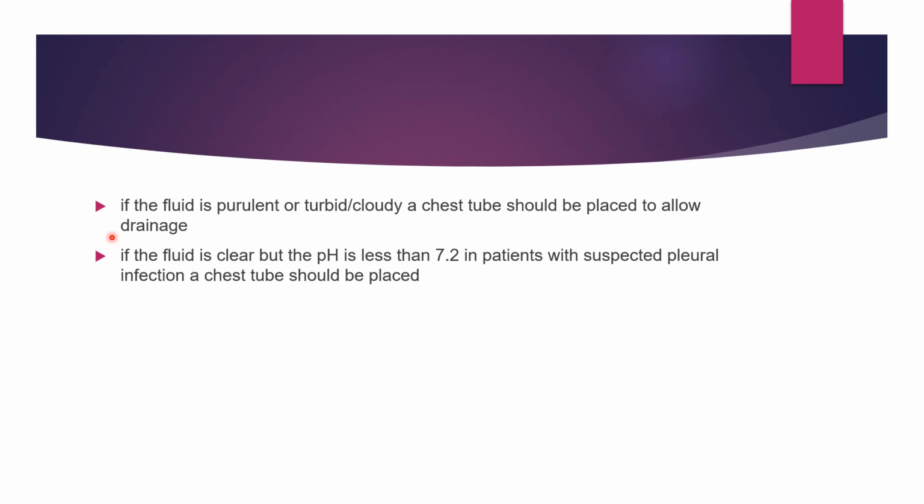And when do you place a chest tube to drain the pleural fluid is important. If the fluid is purulent or turbid or cloudy, then you have to put a chest tube immediately. And if the fluid is clear but the pH is less than 7.2, in patients with suspected pleural infection, a chest tube should be placed. It means even if the fluid is not turbid, based on the pH and suspicion of pleural infection, you have to put a chest tube to drain all the infectious fluid.